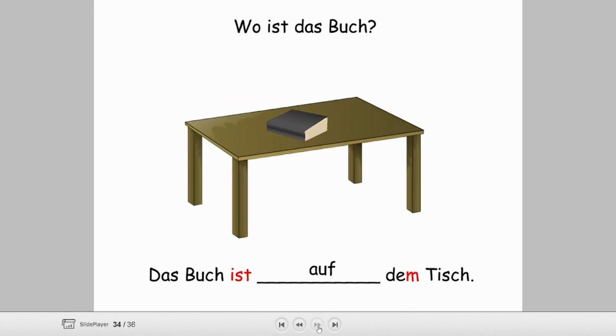So now the book is on top of the table. Das Buch ist auf dem Tisch. Again dative, because there is no movement. The book is simply on top of the table. You could ask the question, wo ist das Buch?